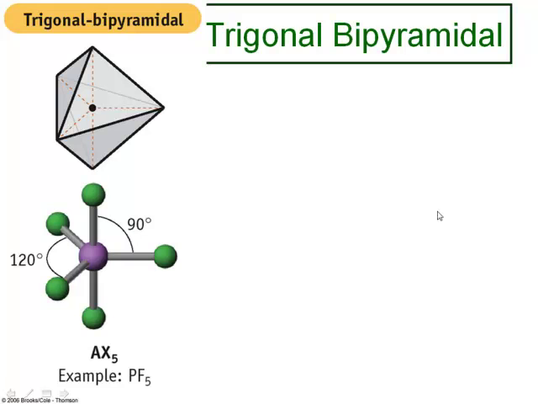Next, let's talk about things based on a trigonal bipyramidal electron pair geometry. Have you guys talked about this before? Nope. This is brand new. Okay? Now, you get a tetrahedral electron pair geometry if you have 4 effective pairs of electrons. You get a trigonal bipyramidal shape if you have 5 effective pairs of electrons.